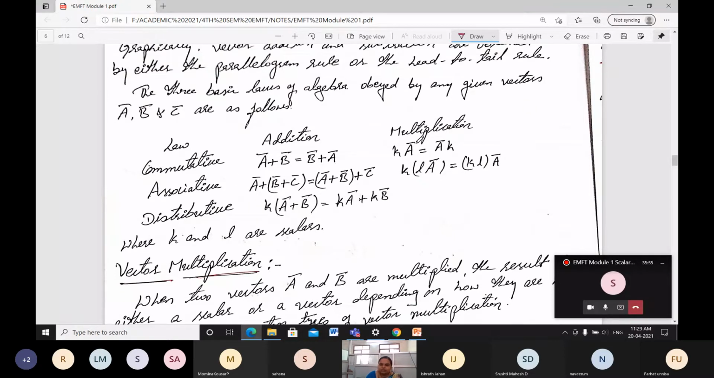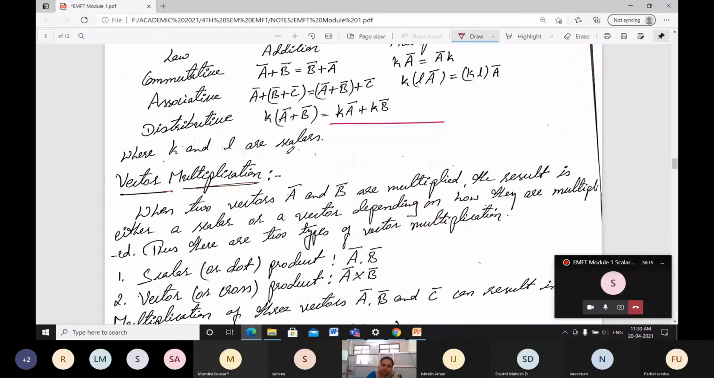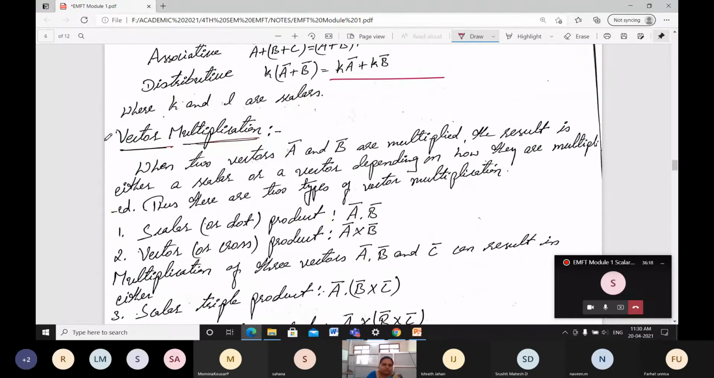I can write for multiplication, k l into A bar. If I take this like this, I can write as kl into vector A. Then for distributive, k into vector A plus vector B is taken as k into vector A plus k into vector B. This is all satisfied for addition when k and l are scalar quantities. When I go for vector multiplications, the result may be a scalar quantity, or else it may be a vector quantity, depending on which way you multiply.